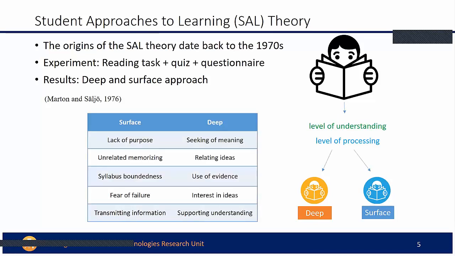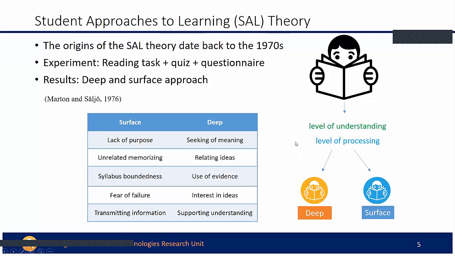And here you can see the characteristics of these approaches. Students who are using the surface approach generally lack purpose. They are just trying to memorize the words, or they fear failure. On the other hand, deep learners are seeking meaning. They try to relate the ideas with their previous knowledge. So they try to use evidence or something like this.